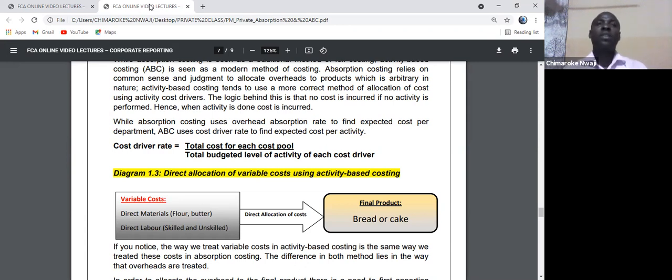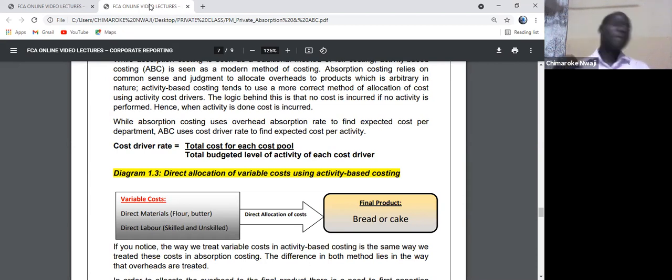Now, if you look at this formula, it is the same thing we use in absorption costing: total costs all over total level of activity. The difference here is that in the cost driver rate, they're not taking the total cost. They're just taking the total cost for each cost pool and the total level of activity for each cost driver.